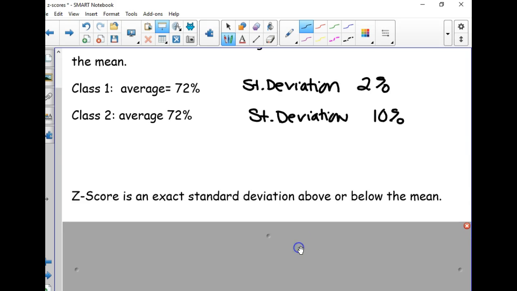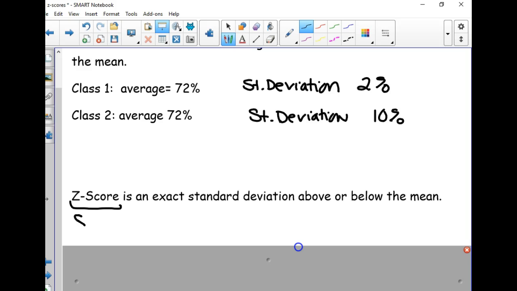Okay, next. What a z-score is. And a z-score is another word for a standardized score. The exact interpretation of a z-score is the exact standard deviation above or below the mean. So what I can do is I could give everyone a z-score based on their ACT.